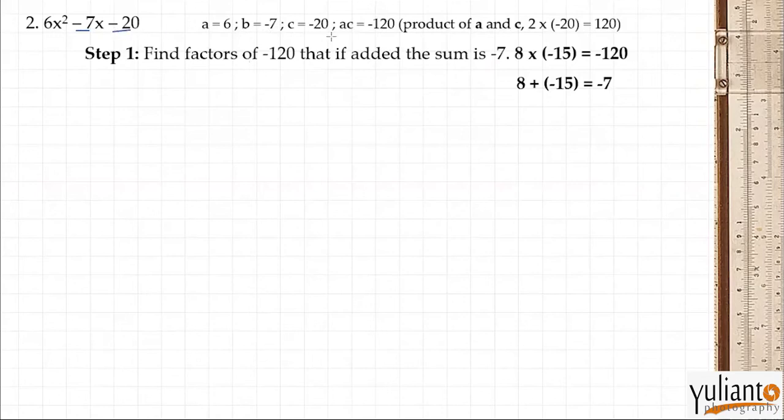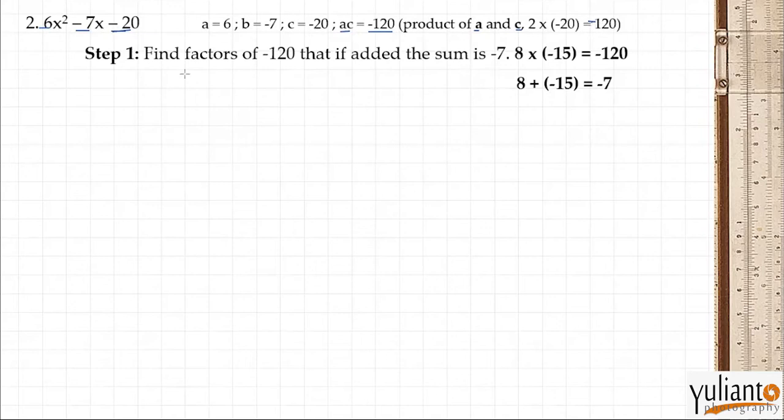Now this time we get the AC: 6 multiplied by negative 20, that is negative 120. Now again, AC is the product of a and c. Again, be careful with the signs. Now in here, I was not careful. I forgot to put negative. All right, I'll put negative here.